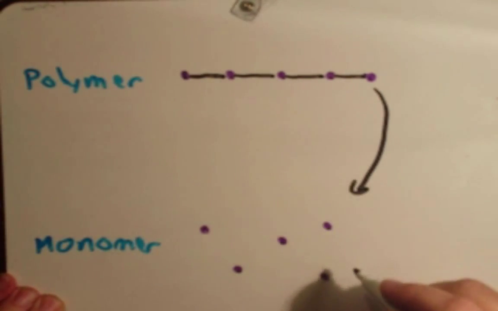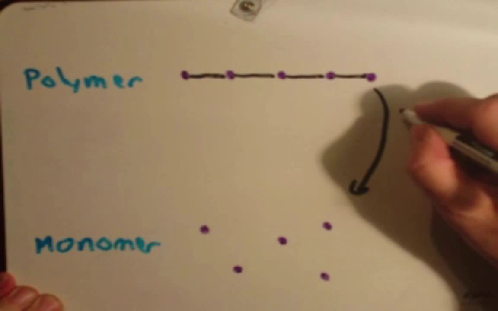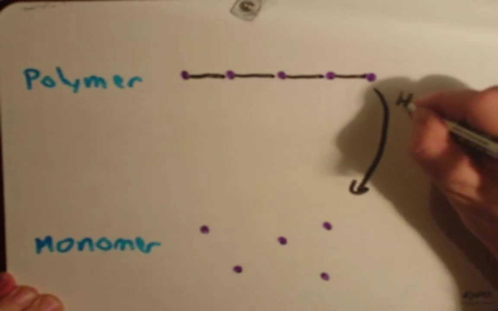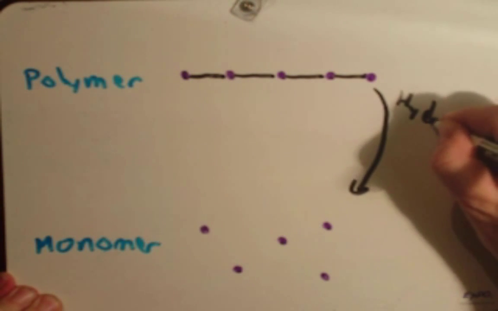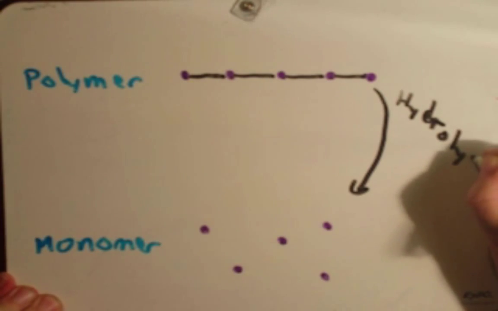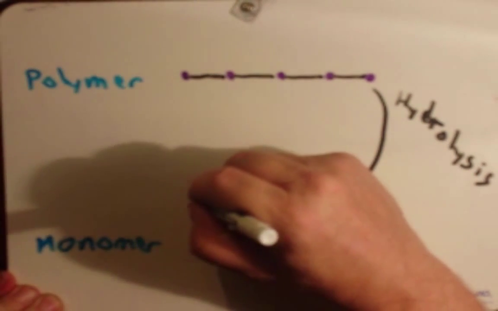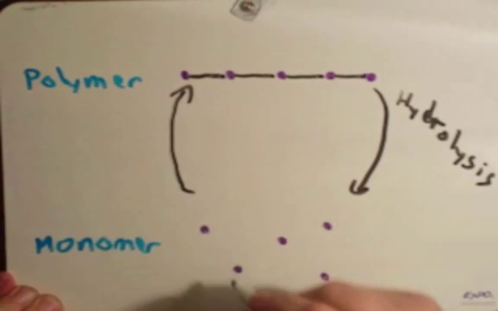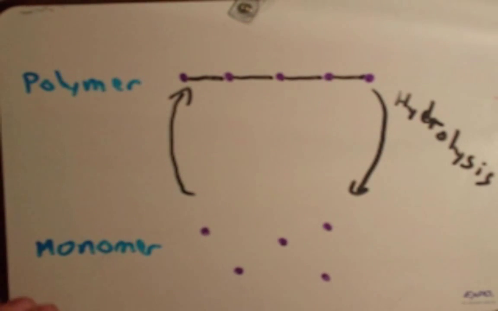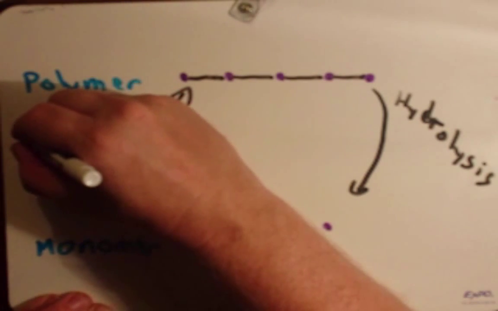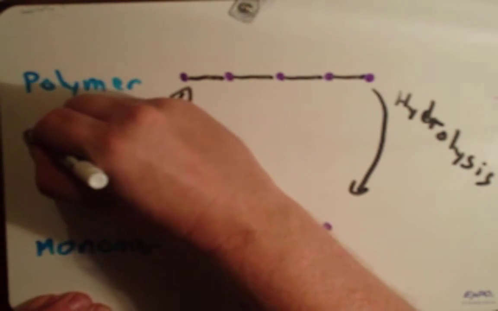Now, sometimes we will take these polymers and break them down to form monomers. So the reactions can go this way. We call this kind of a reaction hydrolysis. Alternatively, we can build the polymer, where we take these small monomers and link them together to form the polymer. We call this a dehydration reaction.